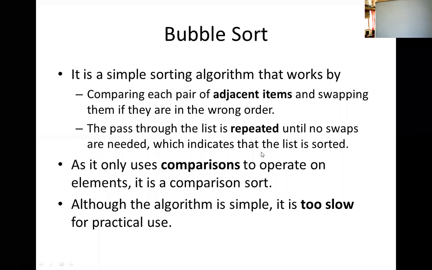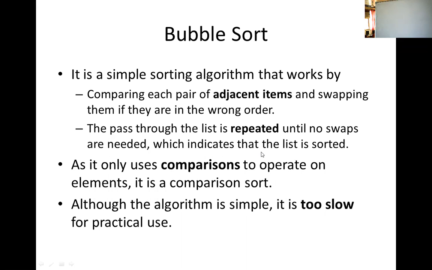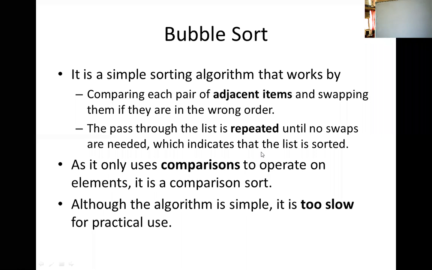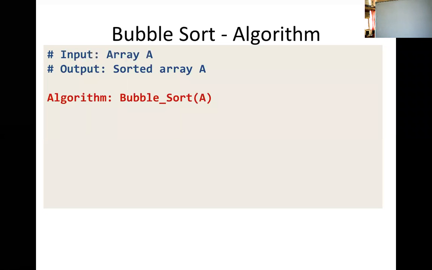So as it only uses comparisons to operate on elements, it is a comparison sort. So radix and counting sort are not comparison sorts. Bubble sort is a comparison sort. Although the algorithm is simple, it is too slow for practical use. So we avoid it on the practical side. So this is how it works.